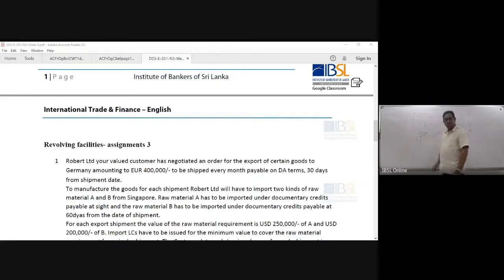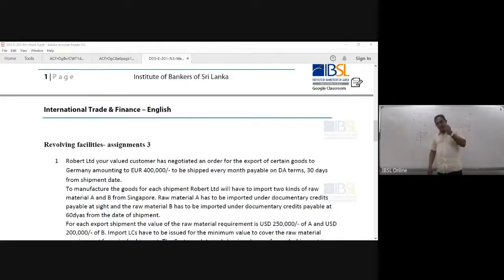So outstanding is 2. When the LC opens in February, what happens? Documents come in April. That will go with the April LC. And March will go with March. So again, there will be 2 outstanding.